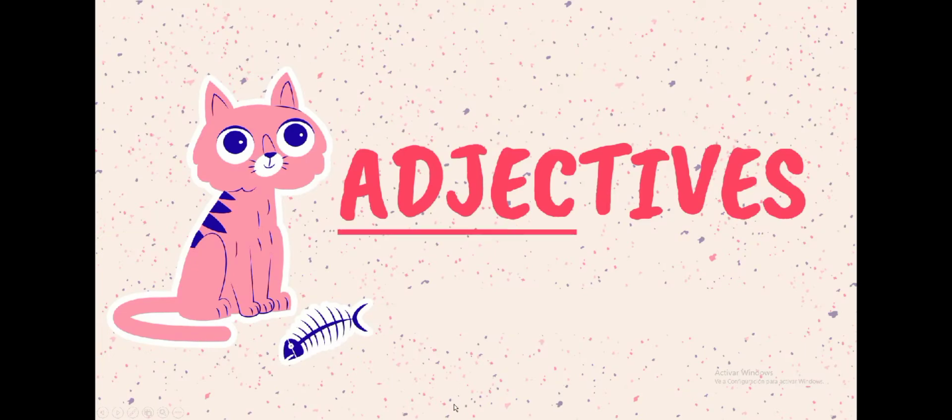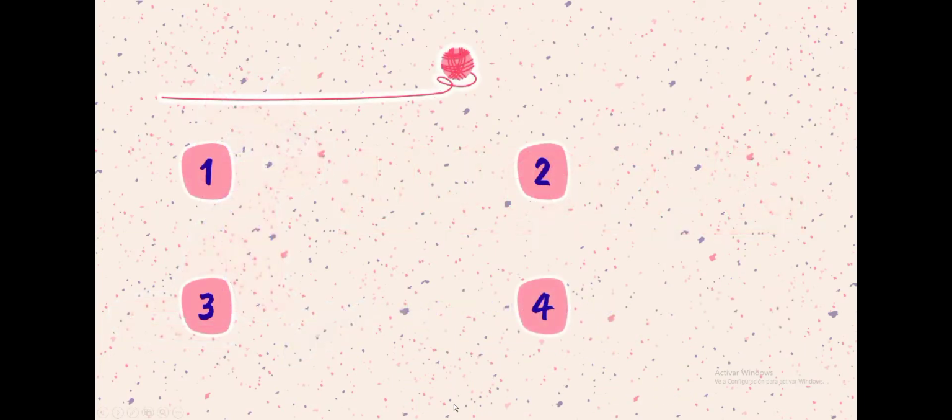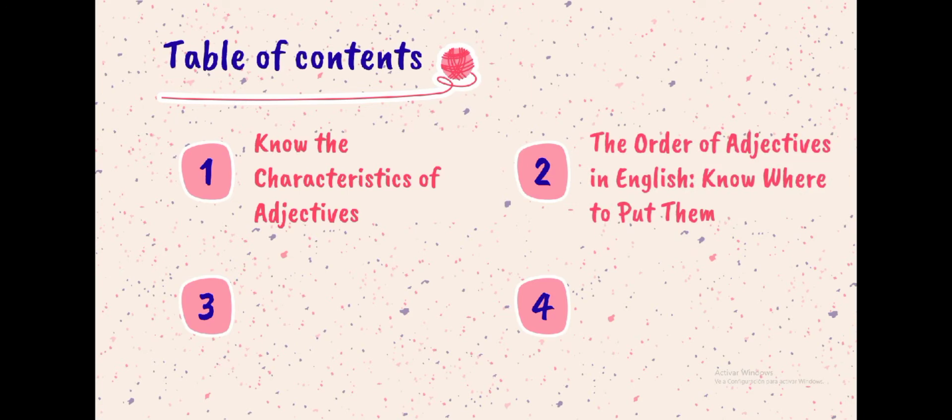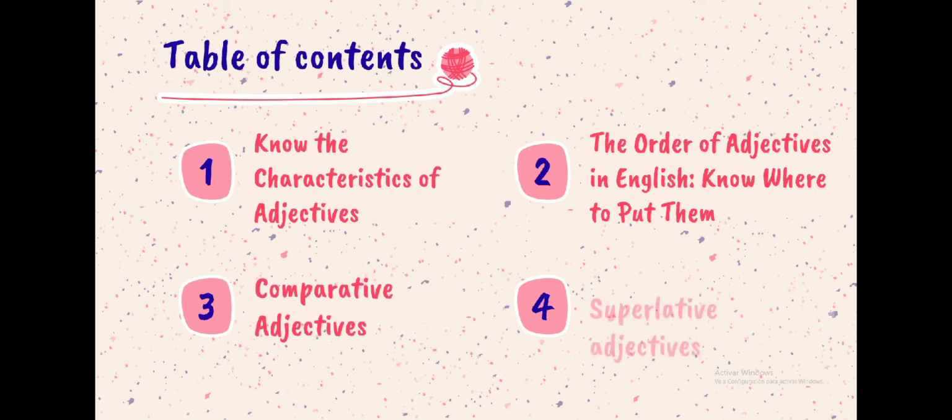Let's start. The lesson today is adjectives. Let's start. Table of contents. Number 1. Note the characteristics of adjectives. 2. The order of adjectives in English. Know where to put them. 3. Comparative adjectives. 4. Superlative adjectives.